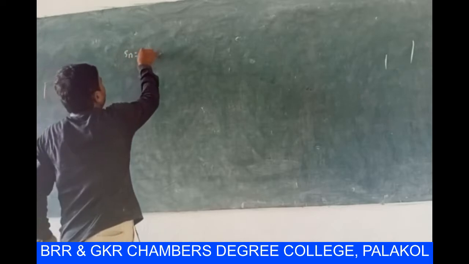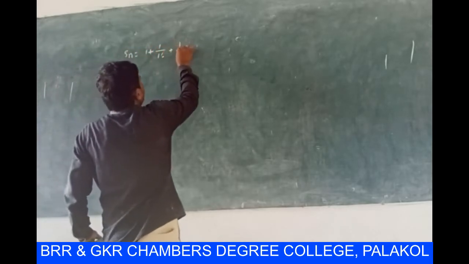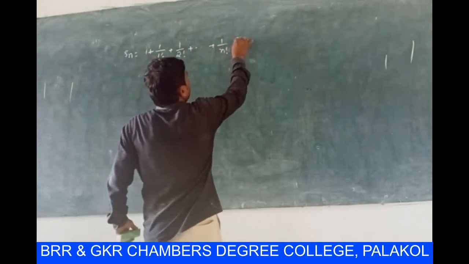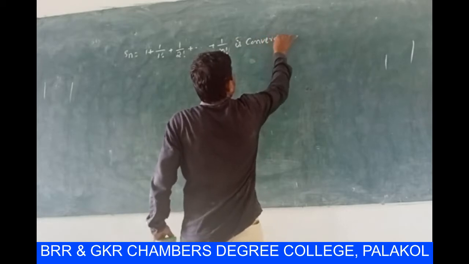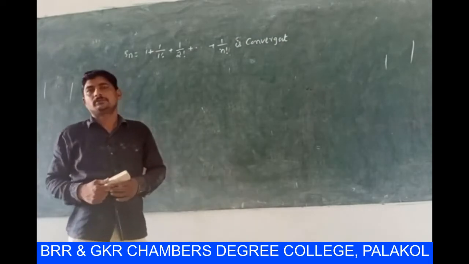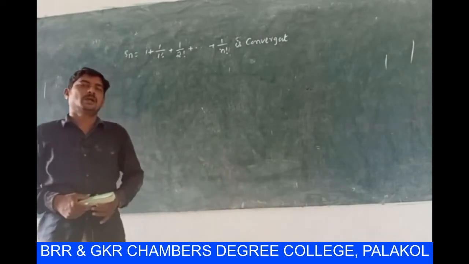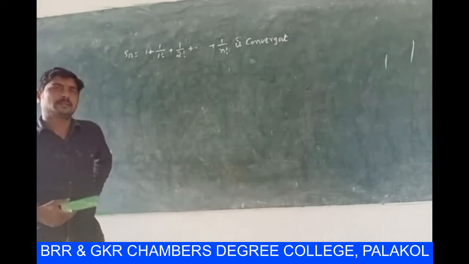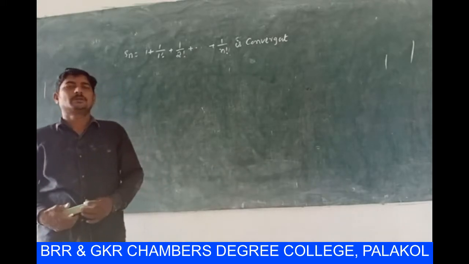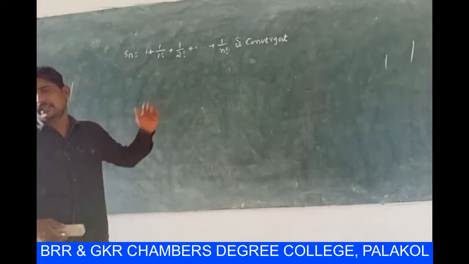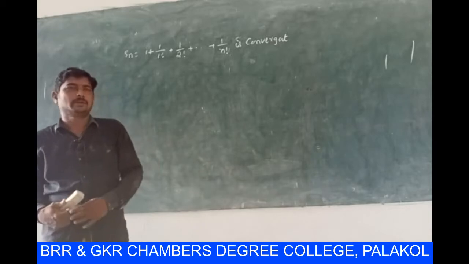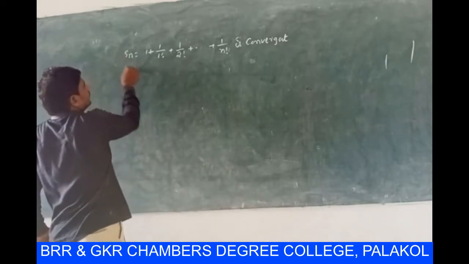Sn is equal to 1 plus 1 by 1 factorial plus 1 by 2 factorial plus and so on plus 1 by n factorial is convergent. We have to prove this. In the last class we discussed how to prove whether the given sequence is convergent or not. For that, if it is an increasing sequence bounded above, or a decreasing sequence bounded below, we say that the sequence is convergent. Now we test whether the sequence is increasing or decreasing, and whether it is bounded above or bounded below.